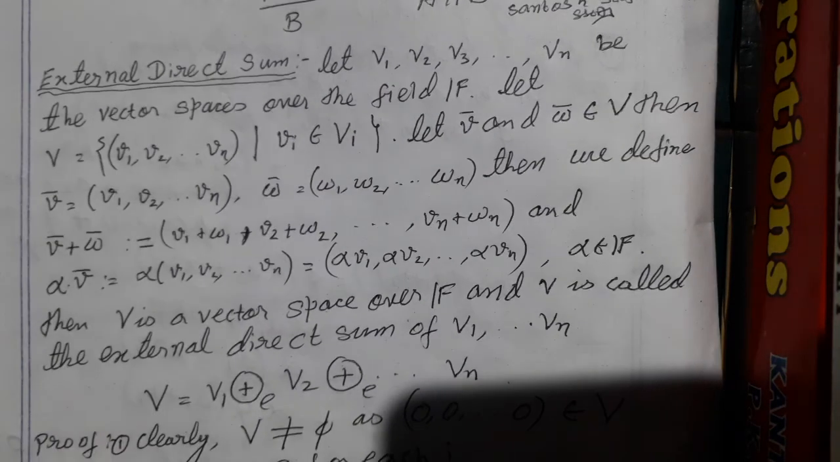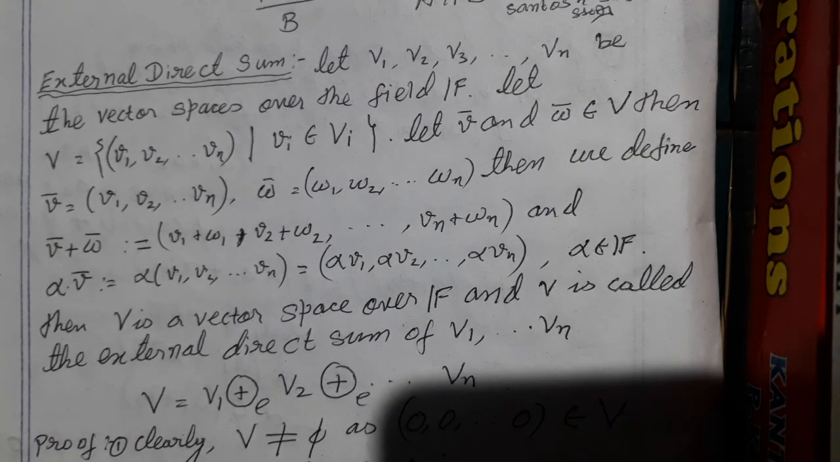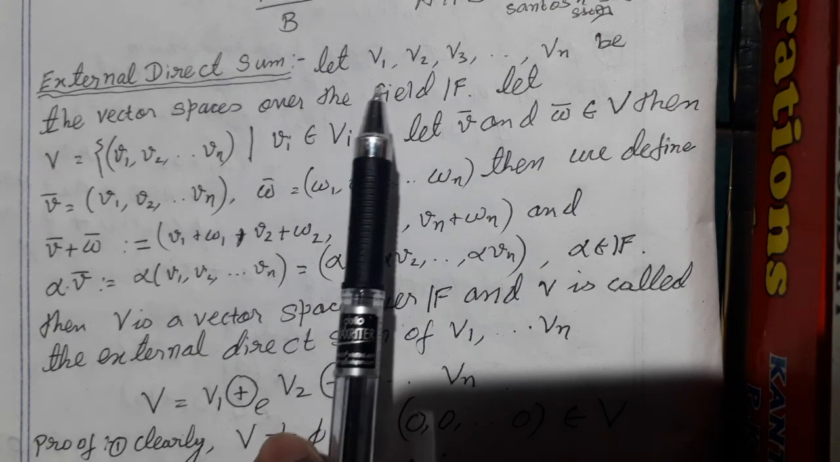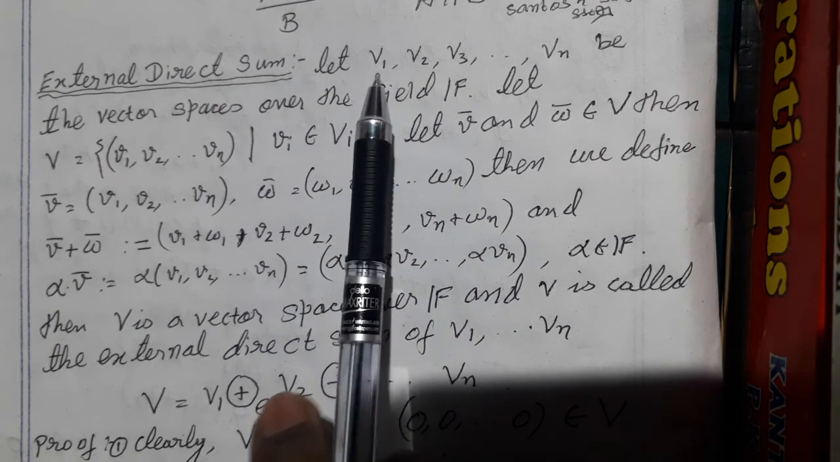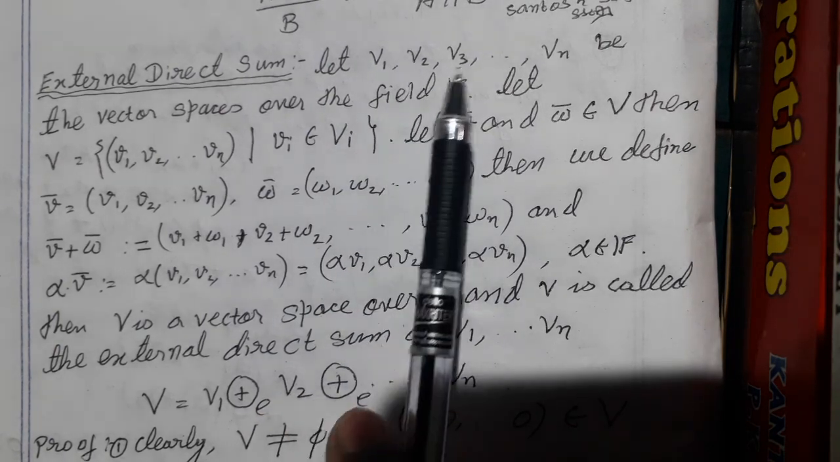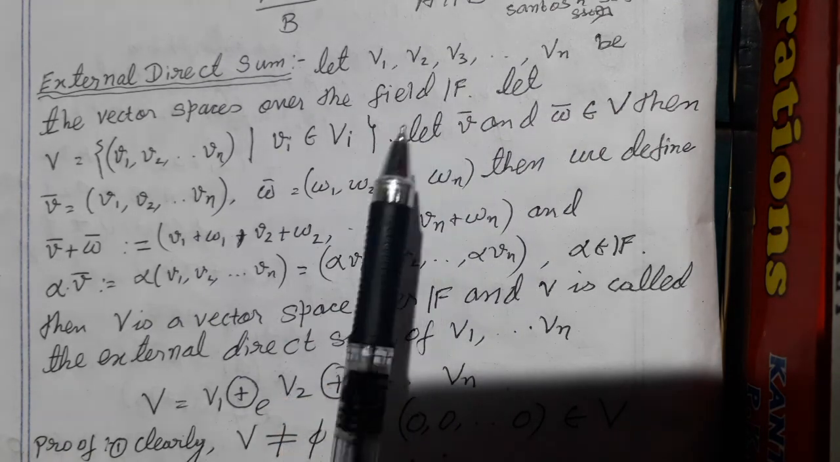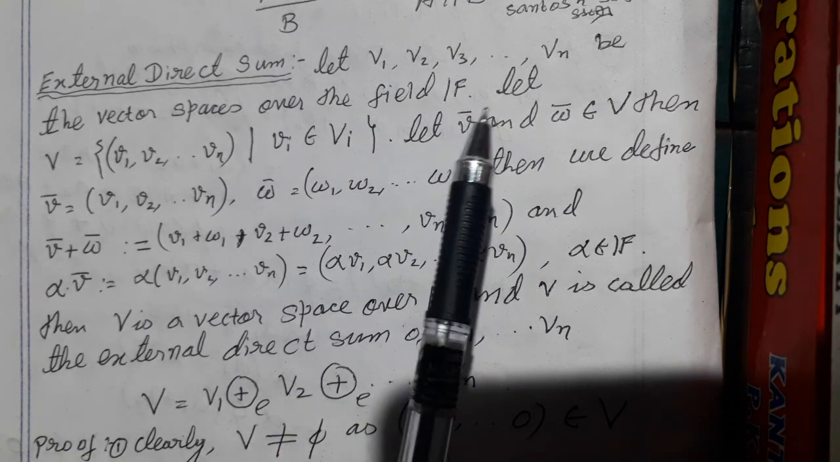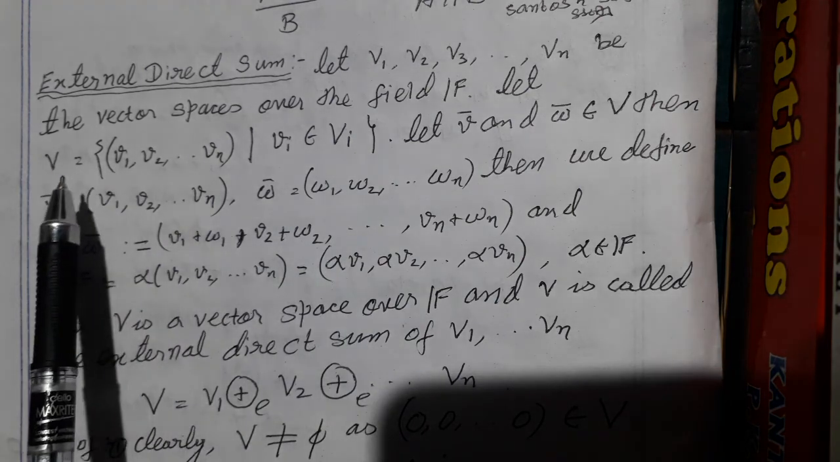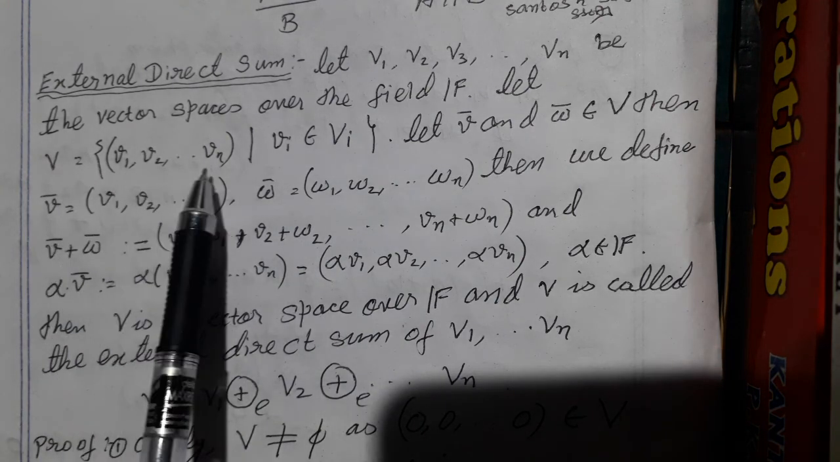In this video, I'm going to explain the external direct sum. We are taking different vector spaces over the field F. Here I'm taking V1, V2, V3, and so on till Vn, which are vector spaces over the field F. Then I'll consider one set which consists of n-tuples.